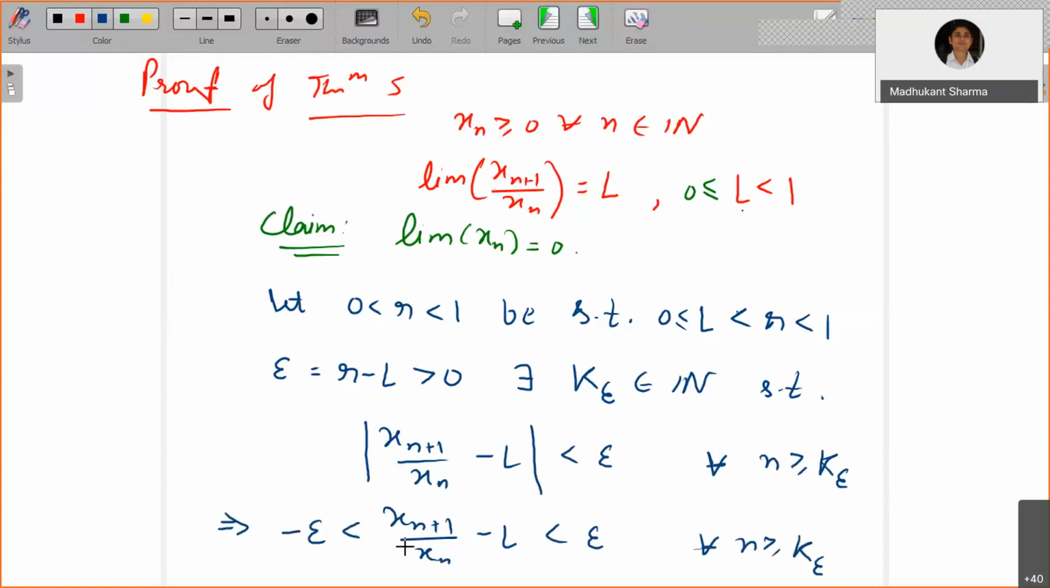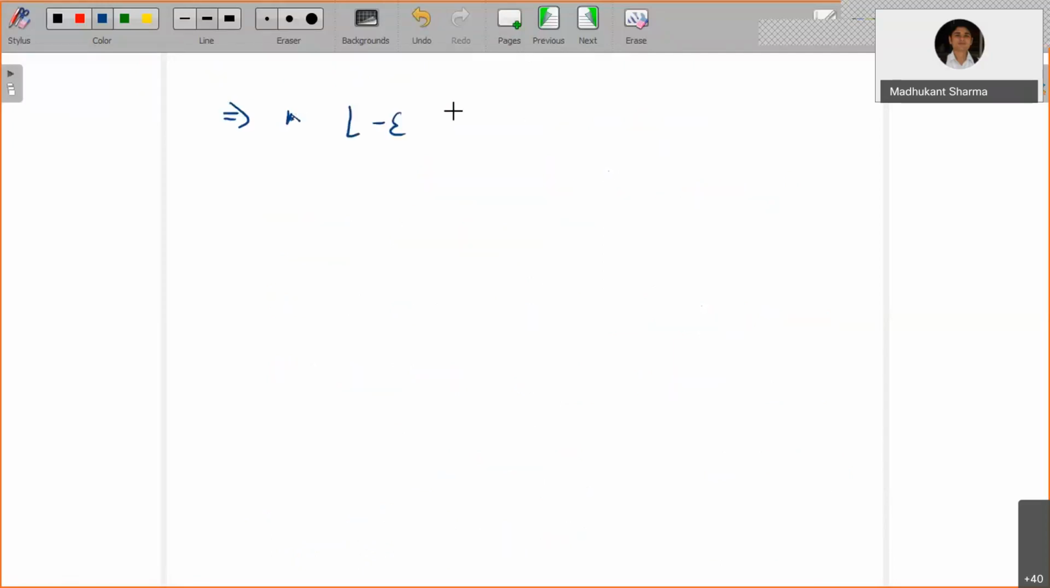Now add L on both sides of all the inequalities. So this also remains true. This implies L minus epsilon is less than xn plus 1 by xn, which is less than L plus epsilon. But epsilon is R minus L, so L plus epsilon is R, for all n greater than or equal to k epsilon.